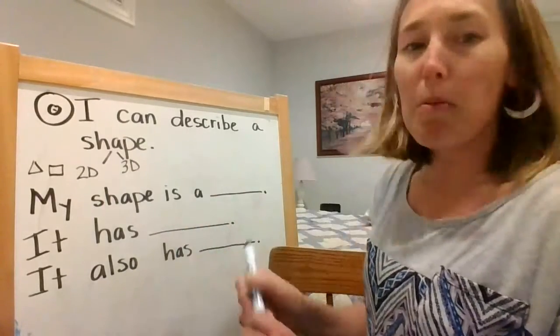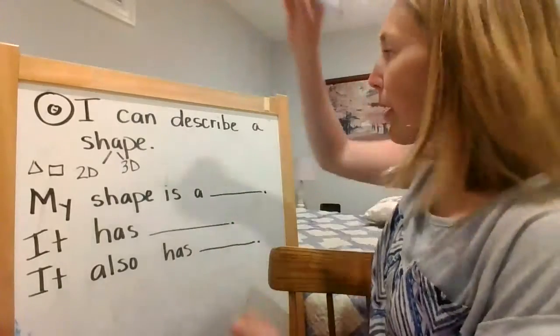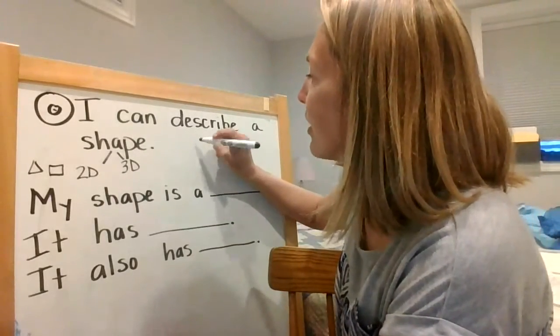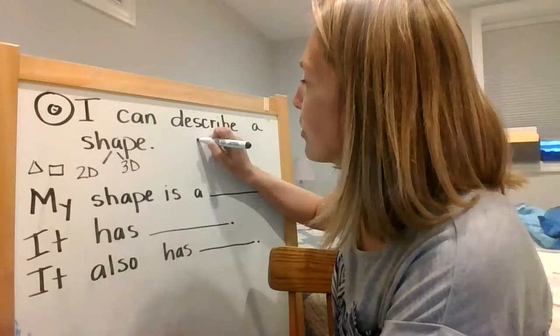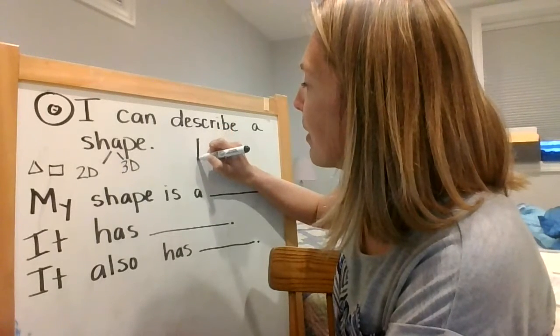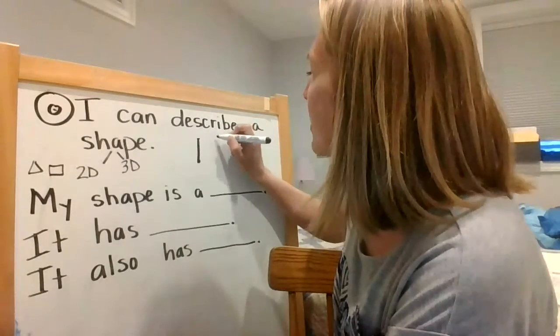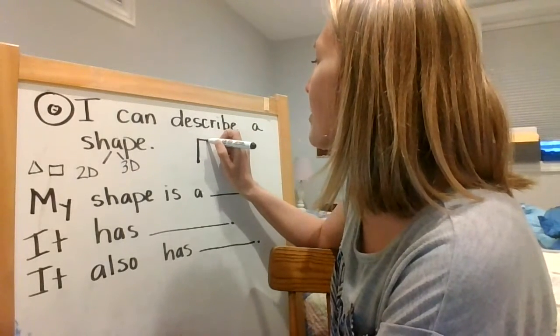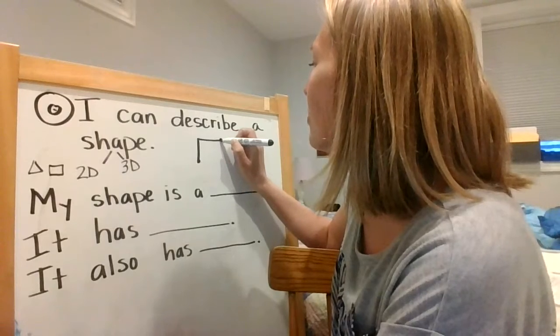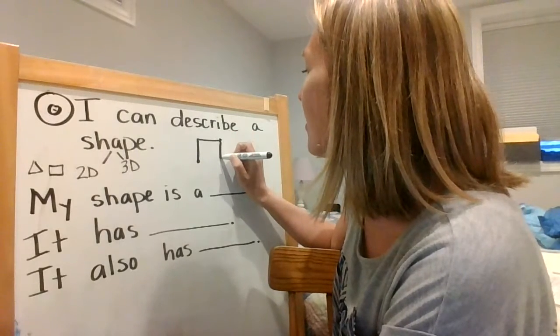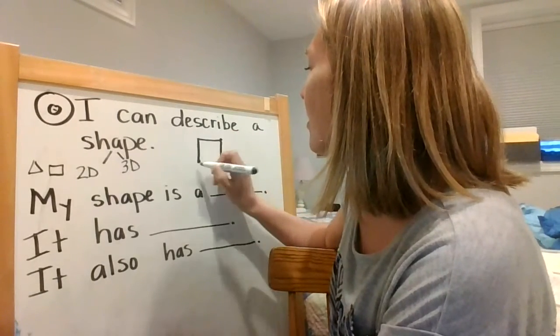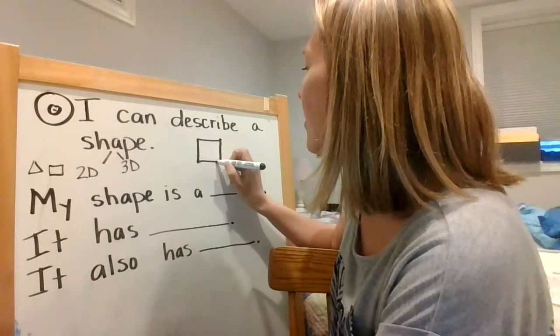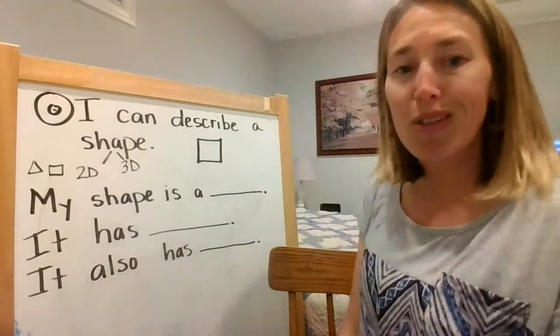Okay? So at the top of my paper first, I'm going to draw my square. Okay? It doesn't have to be perfect. I don't have a ruler today with me, so I'm just going to make my 4 corners as best as I can. I'm going to try, I know that a square has equal sides. I'm going to try and make sure that my sides are equal to the best of my ability. All right, and now I have to describe it.